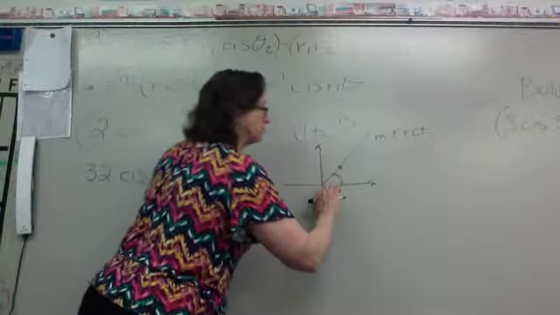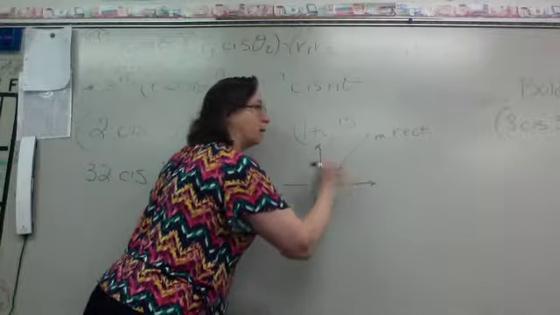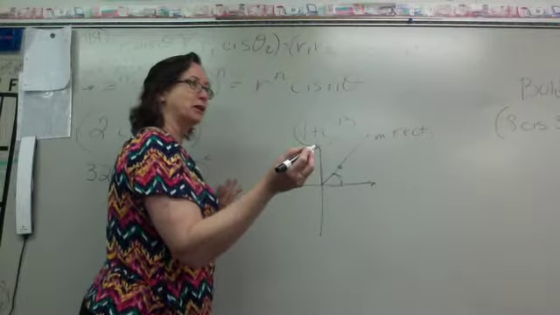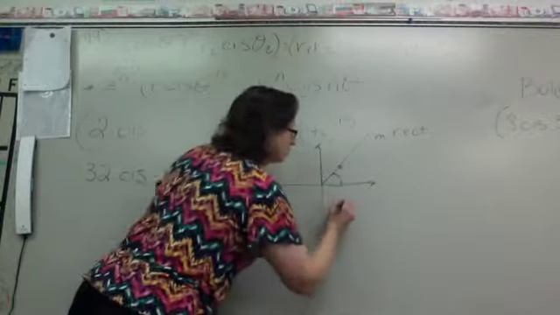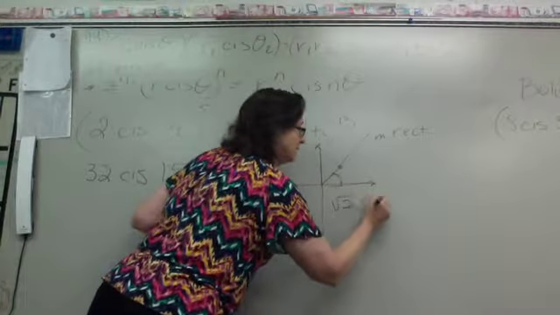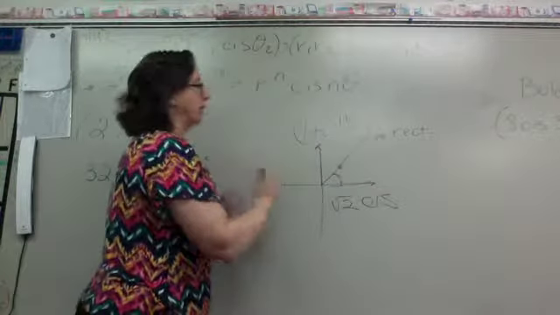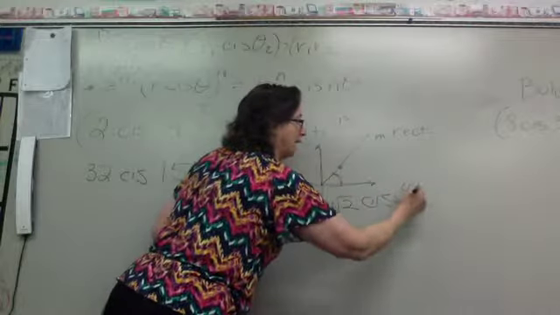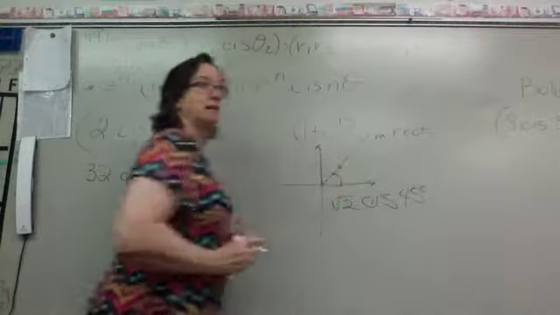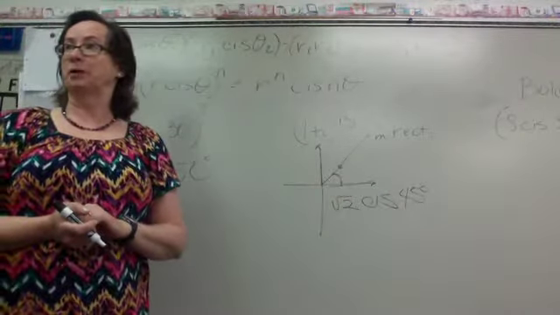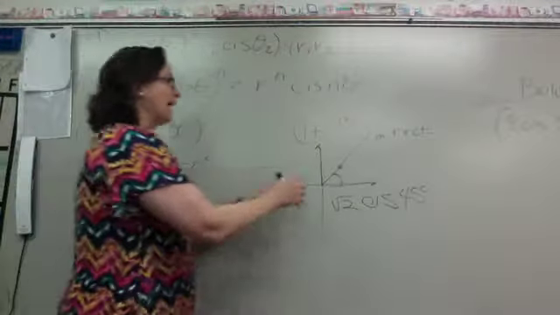So what is this hypotenuse if I have a 1 and a 1? Square root of 2. I don't even have to do any math there. So square root of 2, cis, because it's imaginary, and then 45 is that polar form. Correct? Yes.